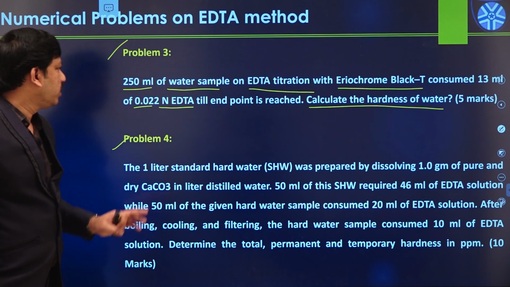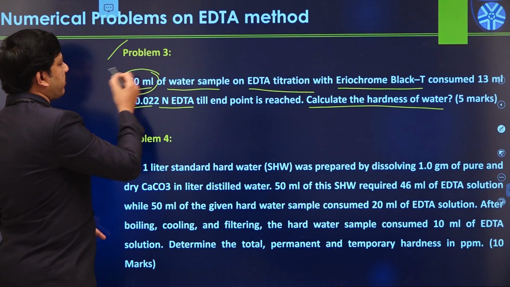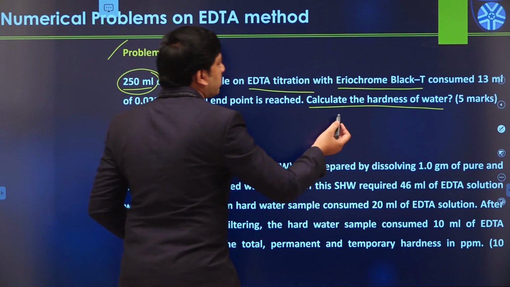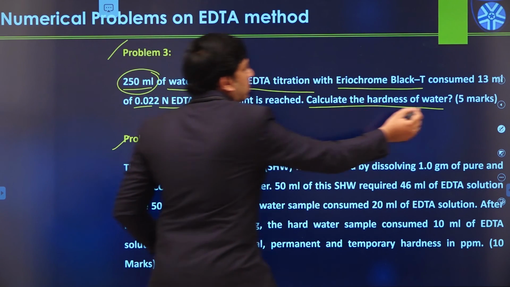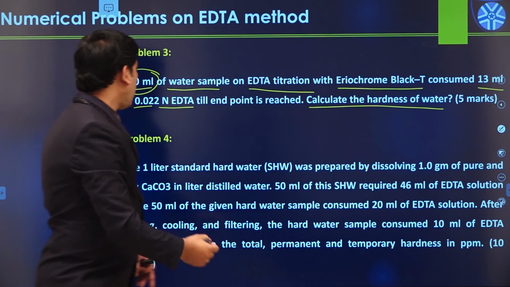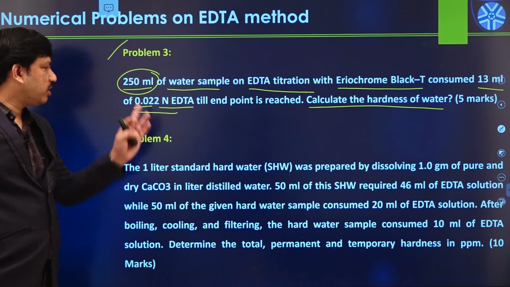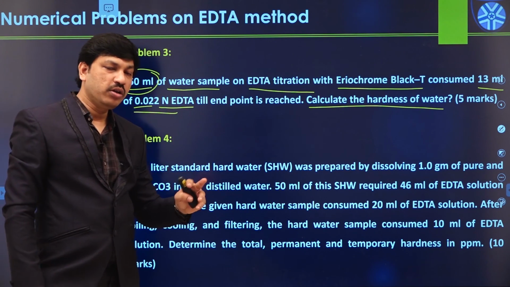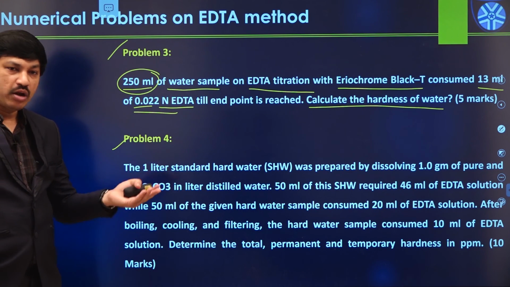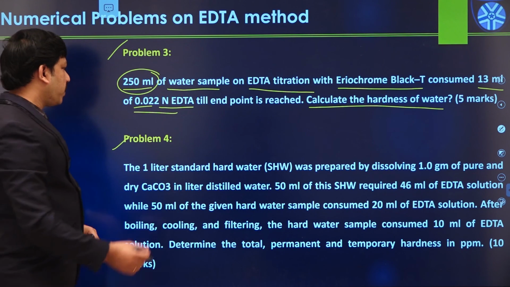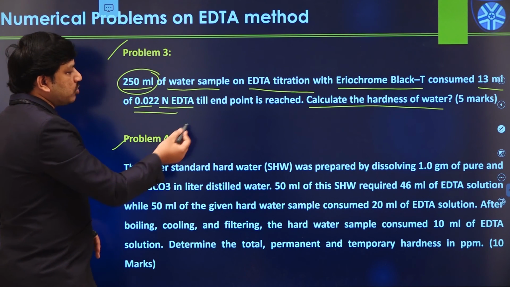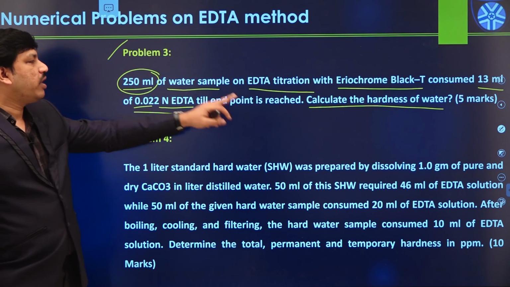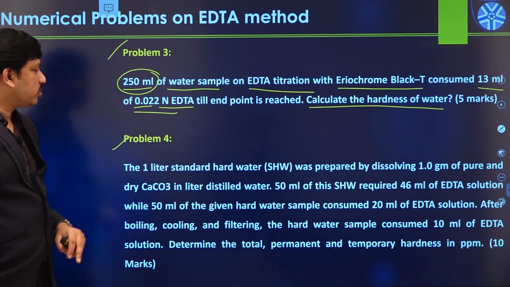Very simple problem. They have mentioned how much water is available, 250 ml, and how much EDTA is consumed, 13 ml. They have also provided the EDTA normality. This time they have given the normality scale, but no problem. EDTA titration is a 1:1 ratio only, so either normality or molarity will give the same answer. This time they have given the concentration of EDTA, so we just have to find the concentration of the hard water sample. From that we have to measure the total hardness value. Just try this problem also.